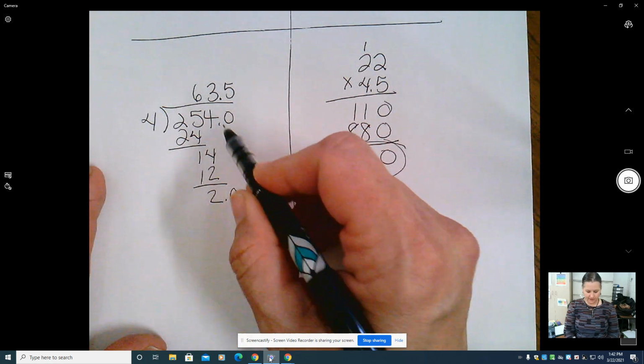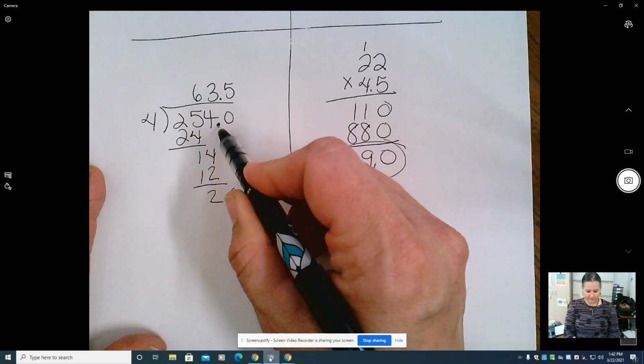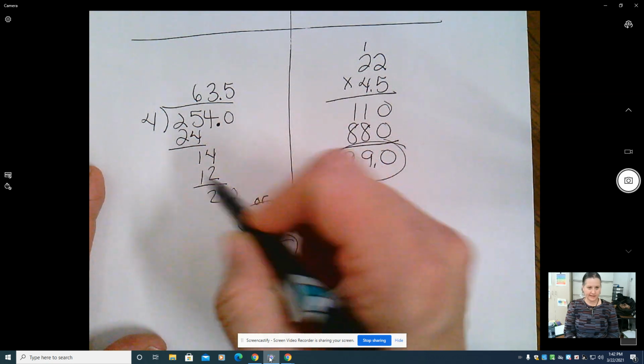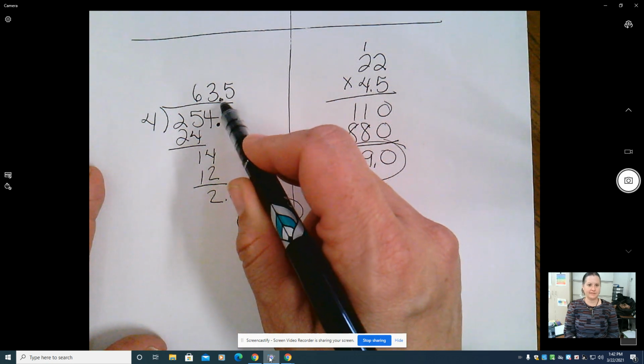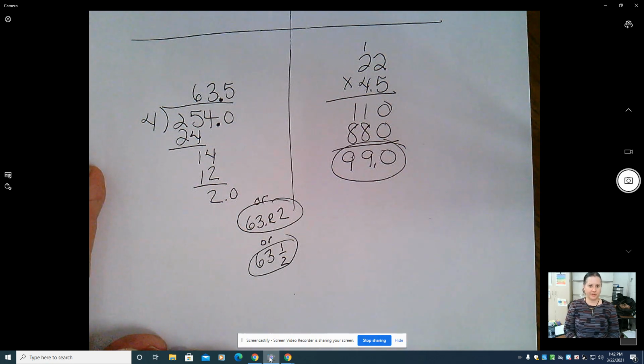If you're going to do it this way, you're going to have to add a decimal and another 0 to bring that down. 4 will fit into 25 times, and you shoot your decimal straight up. So that's if you want to end that problem with a decimal.